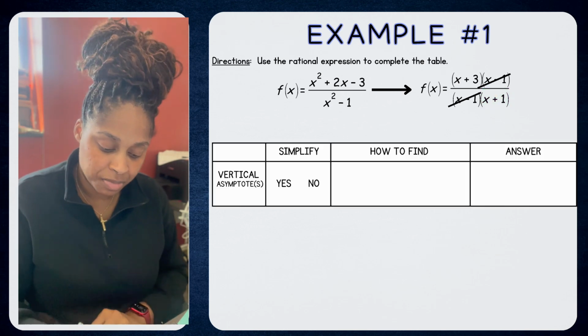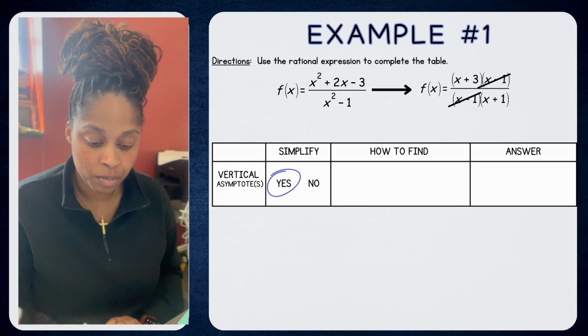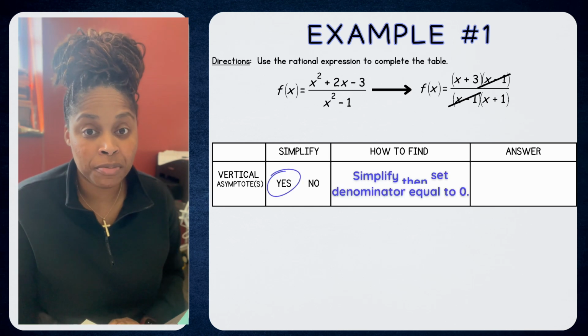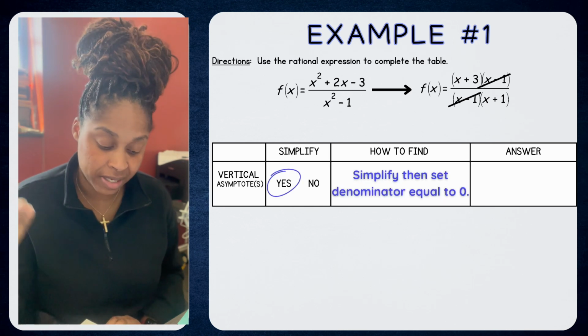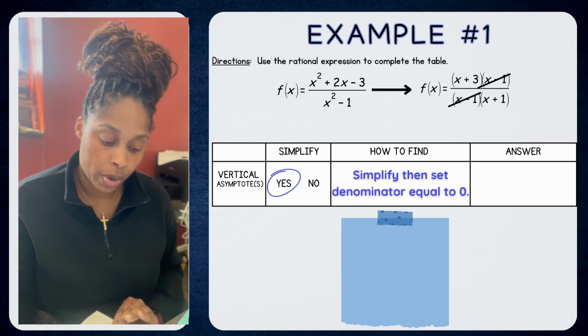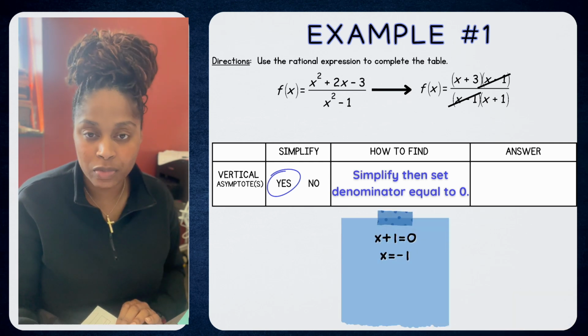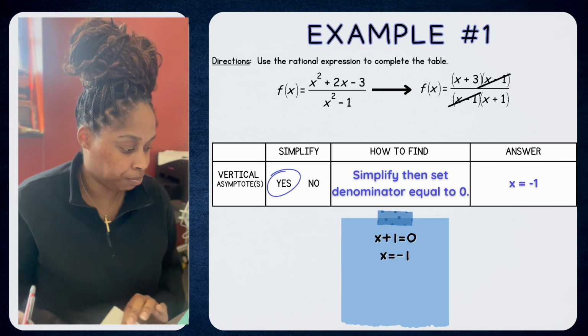Okay, so we need to simplify first. So we're going to circle yes. And then we need to use what's left over from the denominator of the fraction to find the vertical asymptote. Okay, so we're just left with x plus 1. We set that equal to 0. And our answer is going to be x equal to -1.